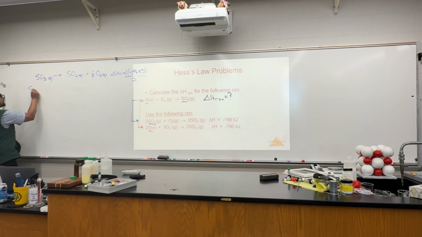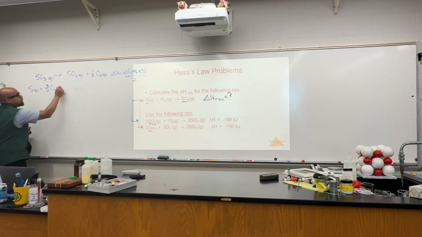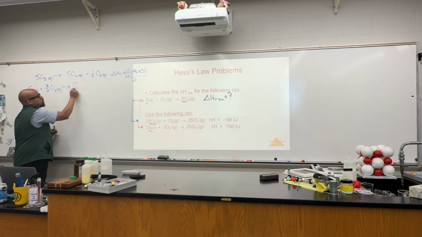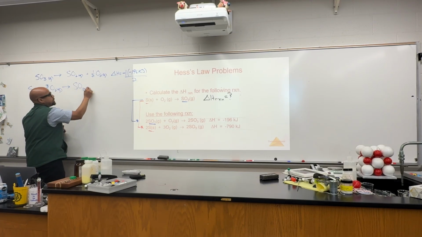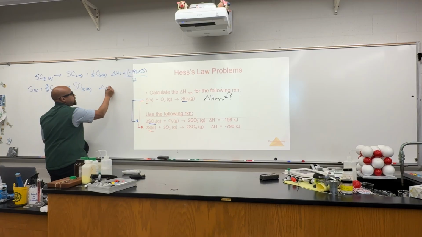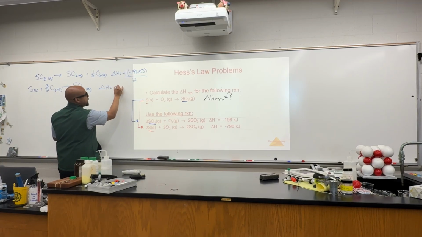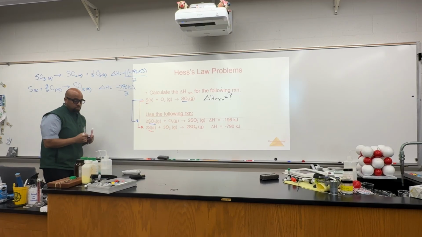Sulfur, solid, plus we end up getting 3/2 oxygen going to produce, in this case, sulfur trioxide as a gas, and my delta H here is just now going to be negative 790 kilojoules divided by 2.